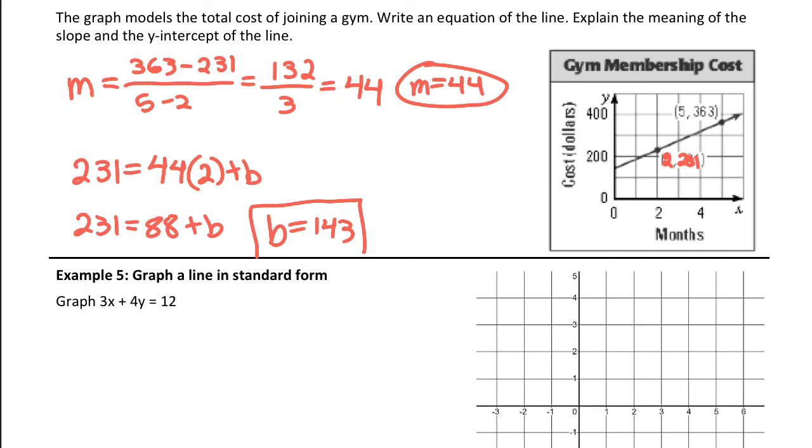Okay, so to give me some room, I'm going to write my equation up top in green here just to show you. So my equation is y equals 44x plus 143. And I didn't fully answer the question because I want to know the meaning of the slope and the y-intercept for this gym membership.